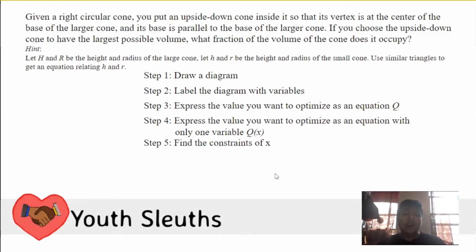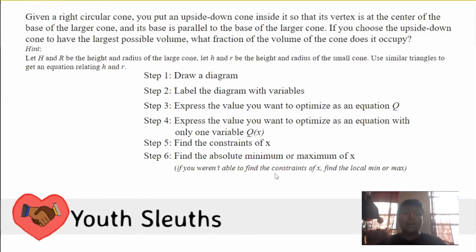The step after that is to find the constraints of x. We want to find the lowest point x can be and the highest point that x could be. After that, we could find the absolute minimum or the absolute maximum of x. Now, in case that we cannot find the constraints, what we need to do is find the local mins or max. So now that we know the steps to optimization, in the next slide we will begin solving.